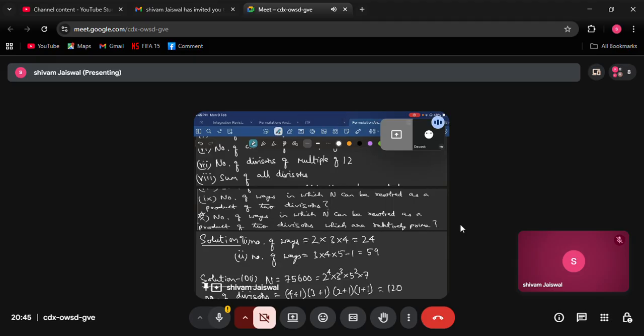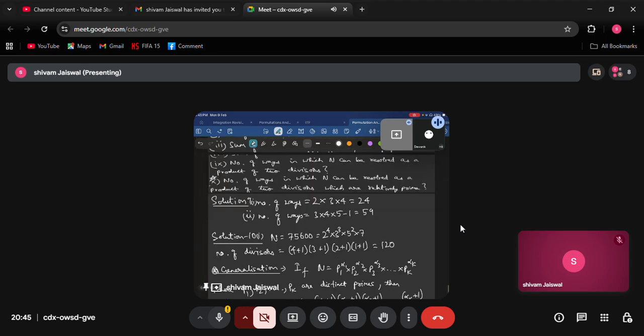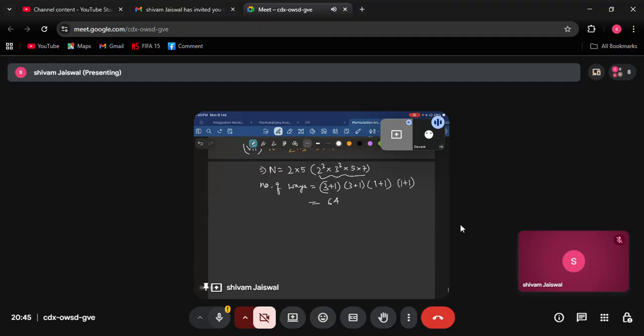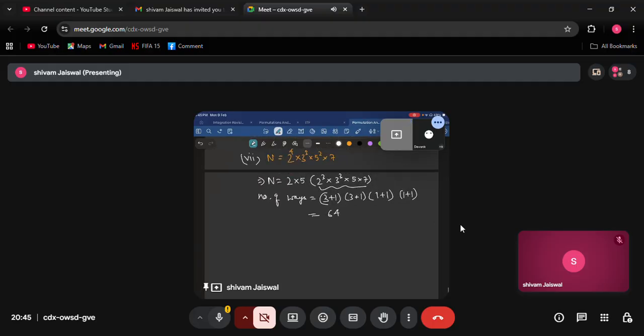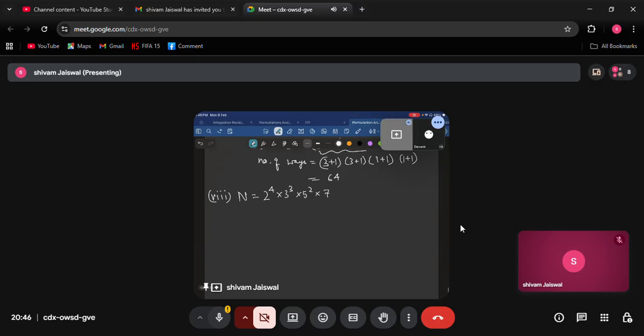Okay, part 8 I'm solving. Okay, so Shomita, Raktim, and Devant, pay attention, part 8. You need to find out sum of all the divisors. So pay attention. Okay, so if n equals 2 to the power 4 into 3 cube into 5 square into 7. What is the sum of all the divisors?